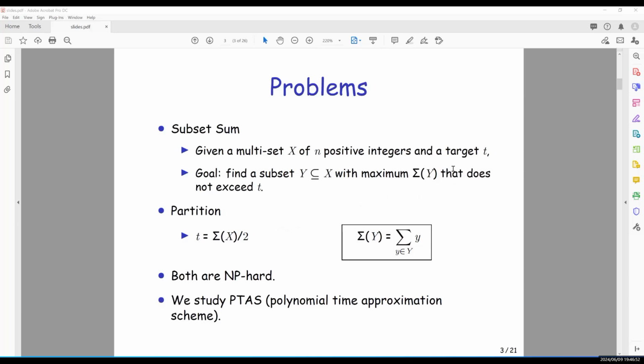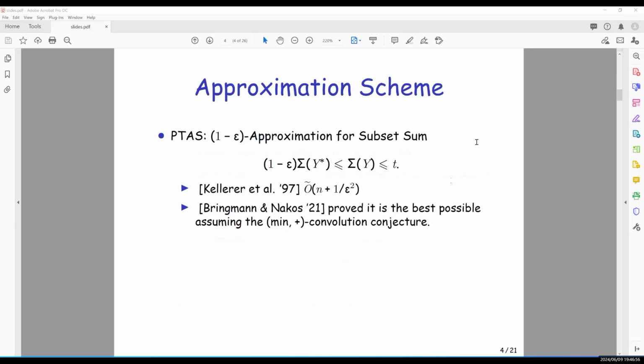And we study approximation algorithms in this paper. More specifically, we are studying polynomial time approximation schemes, which in terms of the subset sum problem means we are looking for a subset Y whose sum is no more than T, and which is at least a 1 minus epsilon fraction of the optimal objective. The best known PTAS for the subset sum problem runs in n plus 1 over epsilon squared time. And this is actually the best possible assuming the min-plus convolution conjecture. So we see that the study of PTAS for subset sum is almost closed. Of course, one may still look for some logarithmic improvement, but no significant improvement is possible unless the min-plus convolution conjecture is overturned.